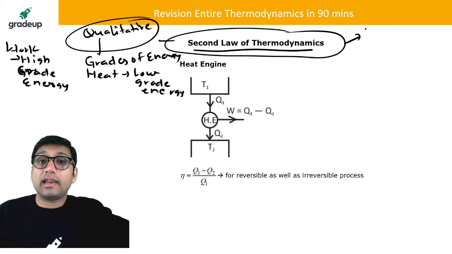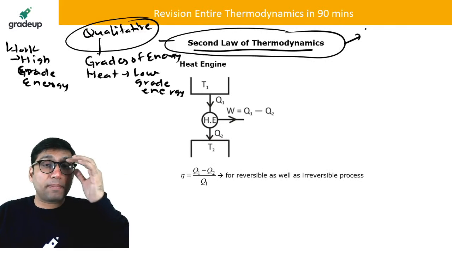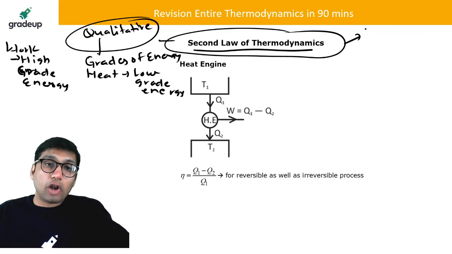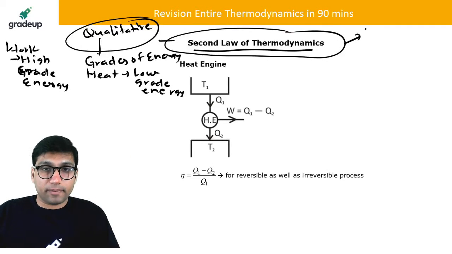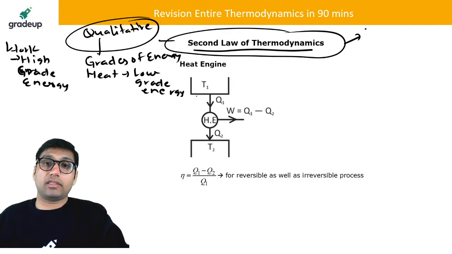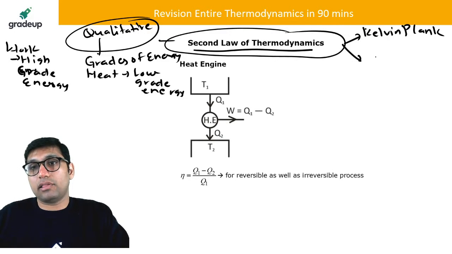For example, electrical energy is the high grade energy you want from any type of power plant, or in an automobile you want mechanical energy so that your automobile can move, right? So we always want to convert this heat into work. That is what the second law of thermodynamics talks about. It talks about the grades of energy, and it has two statements. One is the Kelvin-Planck statement, another is the Clausius statement.